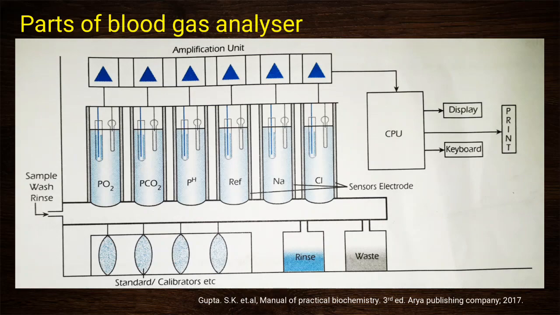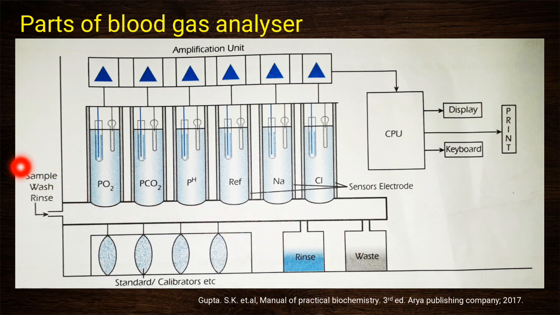Parts of the ABG analyzer, the blood gas analyzer. Here you can see it contains different electrodes for different ions. This is for PO2, this electrode for PCO2, pH, and this is the reference electrode. Sodium and chloride electrodes are also there. Then these are standard calibrators, etc.